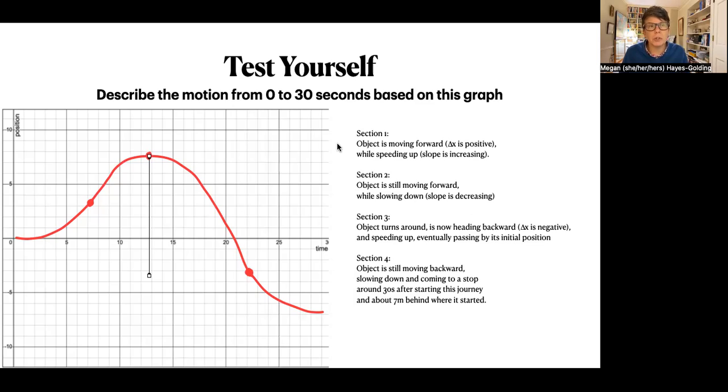And then the second thing you can notice is that I also talk about speeding up or slowing down in terms of how the slope is either increasing or decreasing. 2 details to always look for on a position time graph: displacement and how the slope is changing. Best of luck interpreting future position time graphs.